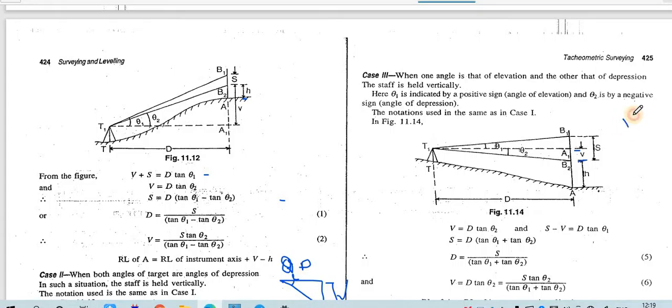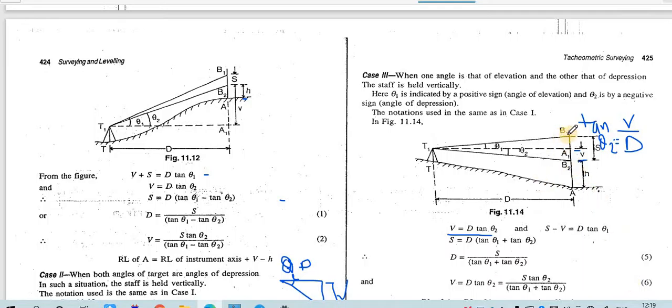So tan theta will be what? V by D. Okay. So this will be tan theta 2. So the first condition is what? V equals D tan theta 2. This is from theta 2.